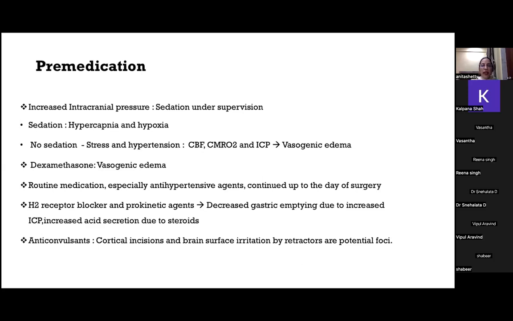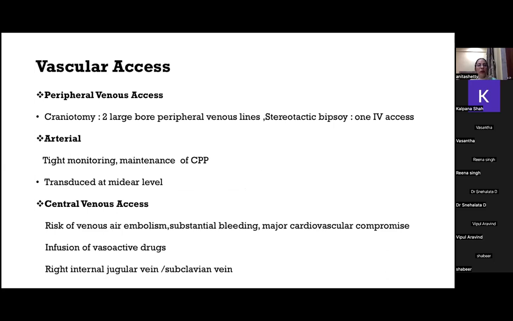These patients can have decreased gastric emptying due to increased ICP, or due to the use of steroids, they can have increased acid secretions. And cortical incision and brain surface irritation by retractor are potential foci for convulsions, so they must be administered anticonvulsants. Now, what about the vascular access?